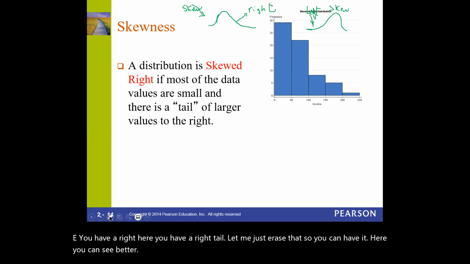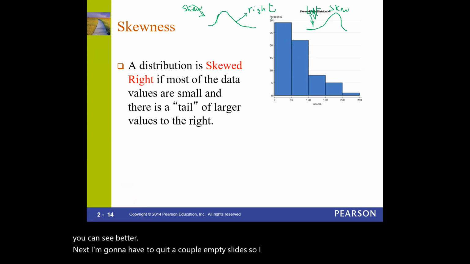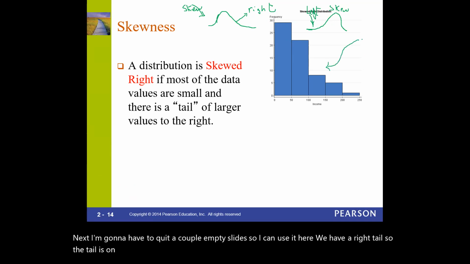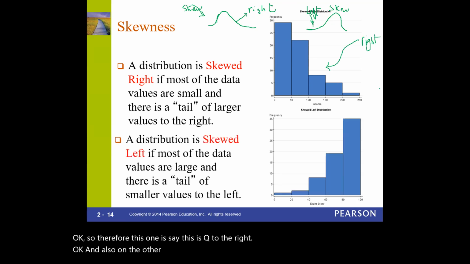Next, I'm going to create a couple of empty slides so I can use them here. We have a right tail. So the tail is on that side. Therefore, we say this is skewed to the right. And also on the other side, this is skewed to the left. Just like we said earlier, this is left right here.